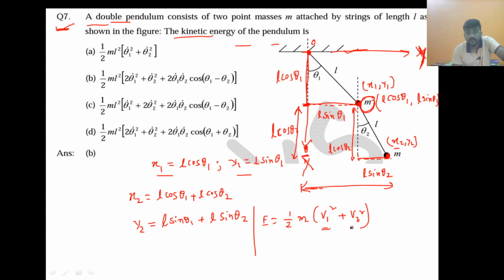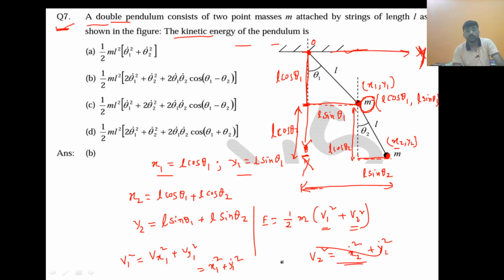Now, what are v1 square and v2 square? Here v1 square will of course be vx square plus vy square, that means vx1 square plus vy1 square, that will be x1 dot square plus y1 dot square. Similarly, v2 square will be x2 dot square plus y2 dot square. So we have to find x1 dot, y1 dot as well as x2 dot, y2 dot. Okay. So, let me find this.